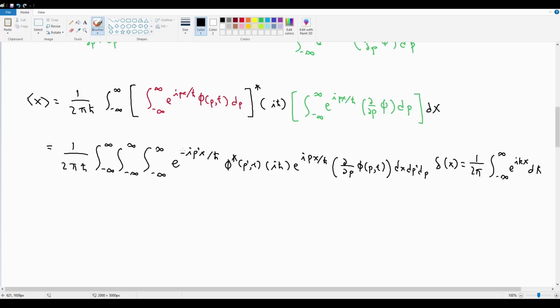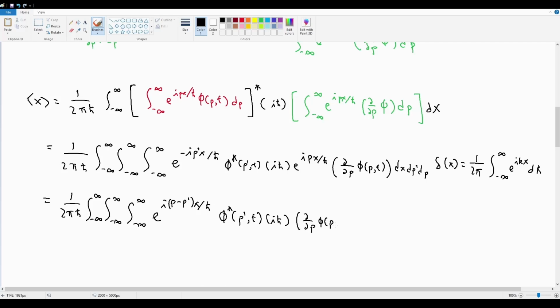Now, all of a sudden, you have a way to combine these two exponentials without them canceling and causing you to lose their mathematical usefulness. So now I can combine them, and I get 1 over 2 pi h bar, the same triple integral, but now e to the i p minus p prime x divided by h bar. And then we have the same thing as before: phi star of p prime comma t, i h bar, d by dp of phi of p comma t, dx dp dp prime.